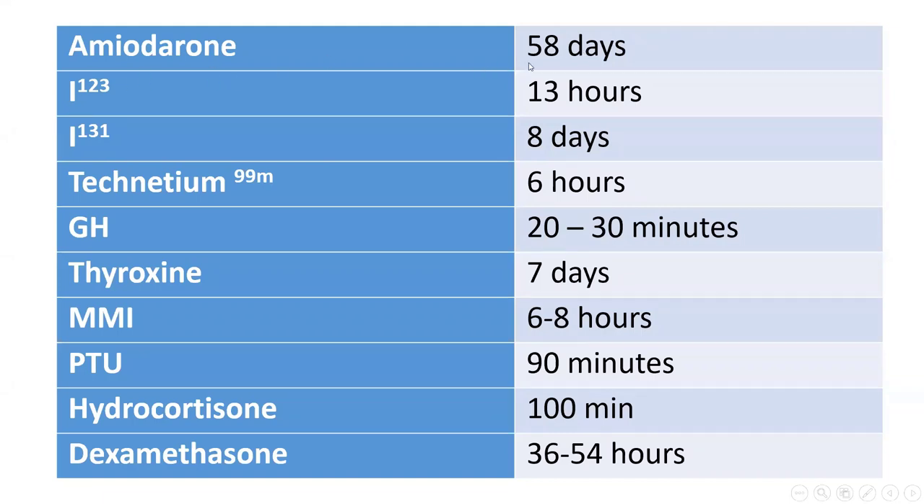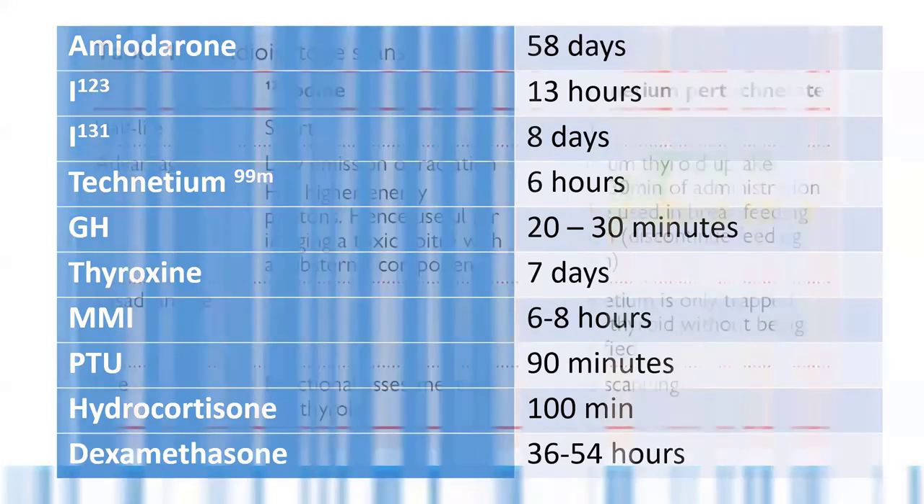The amiodarone half-life is 58 days. Iodine, as we mentioned, technetium 6 hours, growth hormone 20 to 30 minutes, thyroxine 7 days, methimazole 6 to 8 hours, propylthiouracil just 1.5 hours, cortisol 100 minutes, and dexamethasone 38 hours. So this is a very important collection.